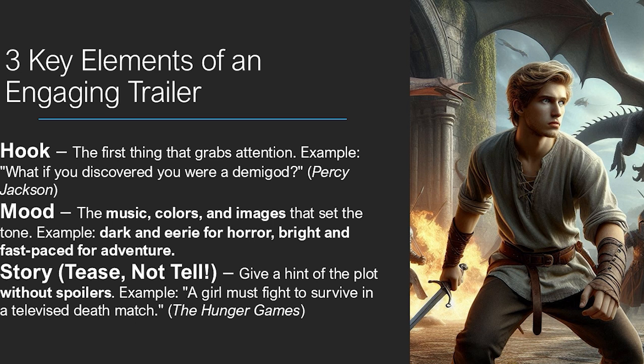To bring it back to our example, One of Us Is Lying: Breakfast Club meets murder. It's a real simple line, but it gives people an idea of where the trailer is going and where the book is going too.